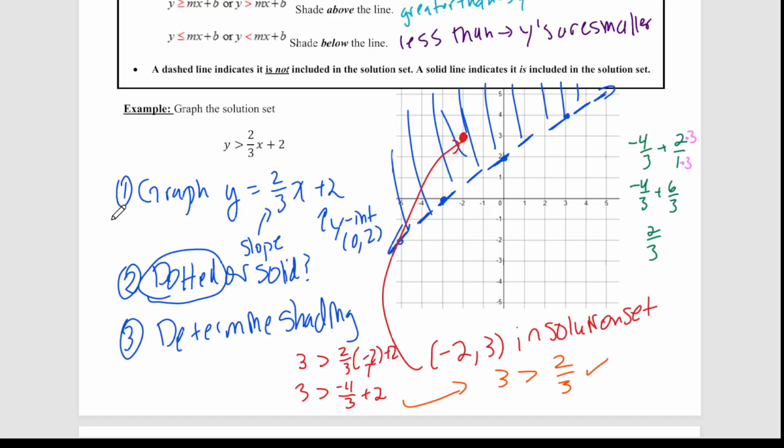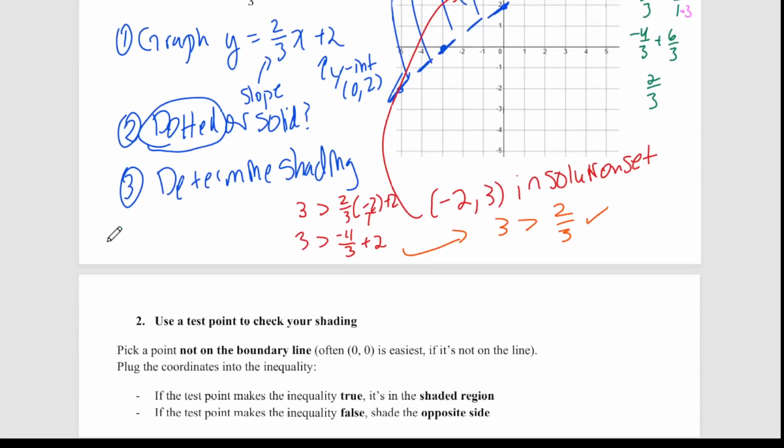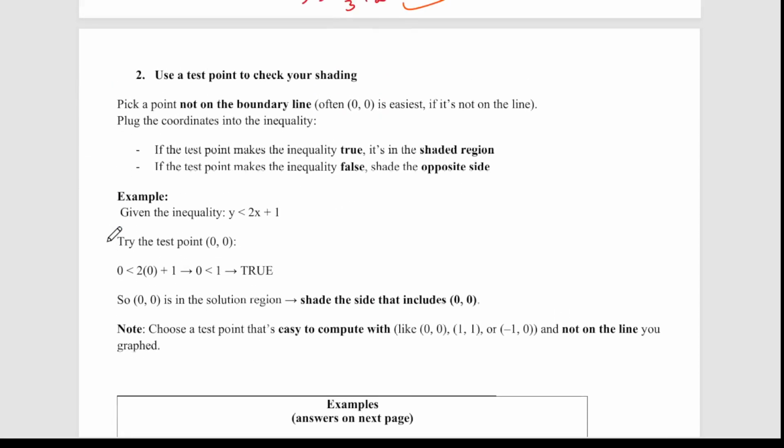Alternatively, if you want to make the algebra work out a little bit easier, it can sometimes be nice to plug in specifically an intercept. And this is exactly what this is reminding you of, that you always want to really do some type of test point to check if it works. So you want to pick any sort of point not on the boundary line. A lot of times checking 0, 0 is actually pretty easy, so I would actually recommend checking that.